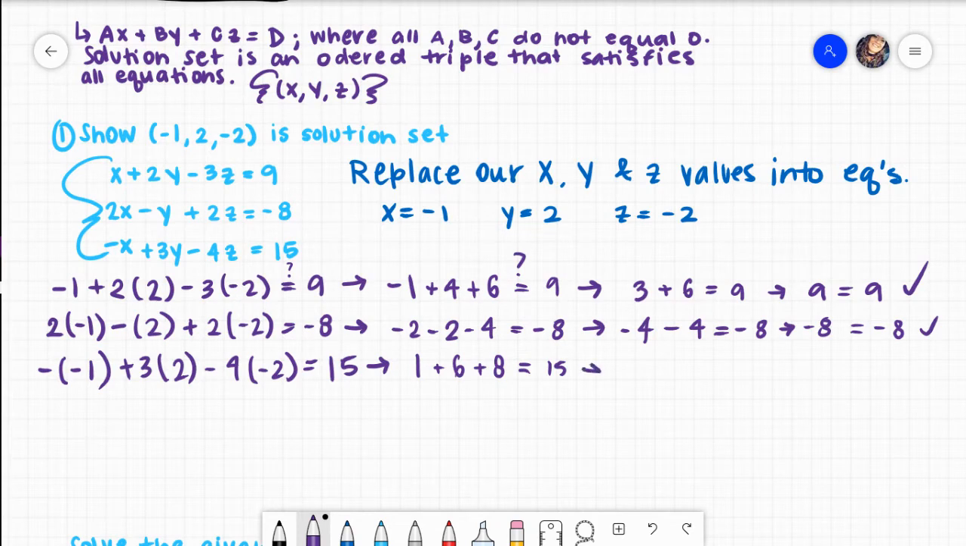And so now solving this third equation, I get 1 plus 6 plus 8 equals 15. Doing those first 2 terms together, those signs are the same. You add them, keep their sign, plus 8. I'm saying that this equals 15. Going ahead and finishing this one, 7 plus 8 is 15. And 15 does equal 15. Therefore, yes, the ordered triple -1, 2, -2 is a solution set for this system of equations.